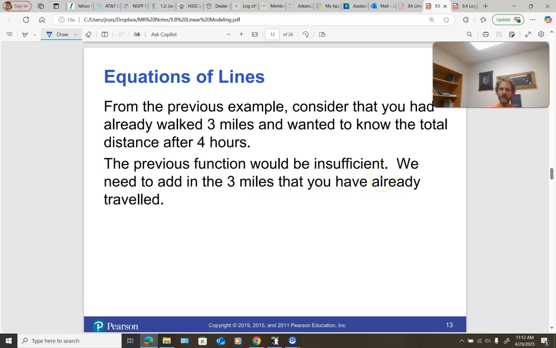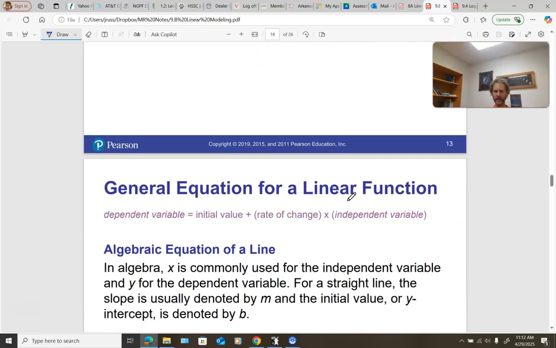So you're going to end up with another equation that has this form. Instead of y equals m times x, you're going to have plus some constant. Okay, in algebra, we use b to designate that constant. So the constant in this case will be the distance that you've already traveled.